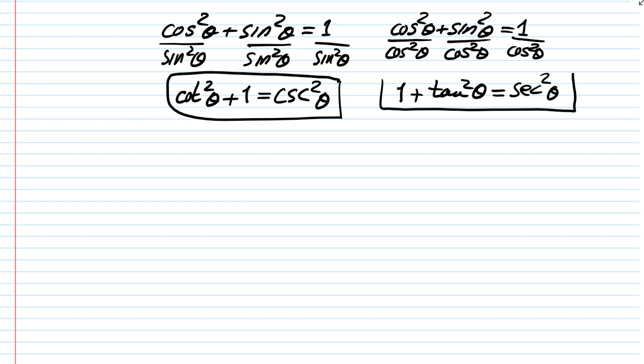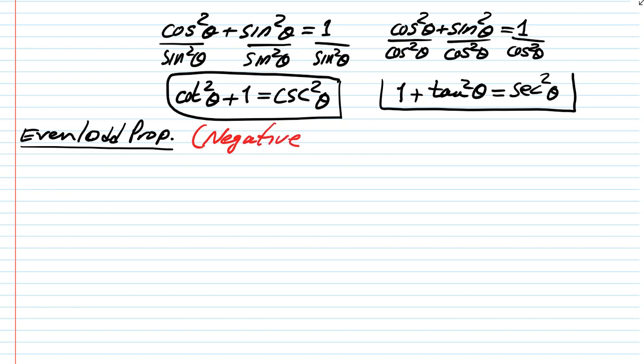All right, and now let's end this with the even-odd identities, right? Even-odd properties. The even-odd properties give us the even-odd identities, which is really for negative angles. So let's call these negative angle identities. These all involve negative angles, and they all have to do with whether the trig function is odd or even. Now, the odd functions.